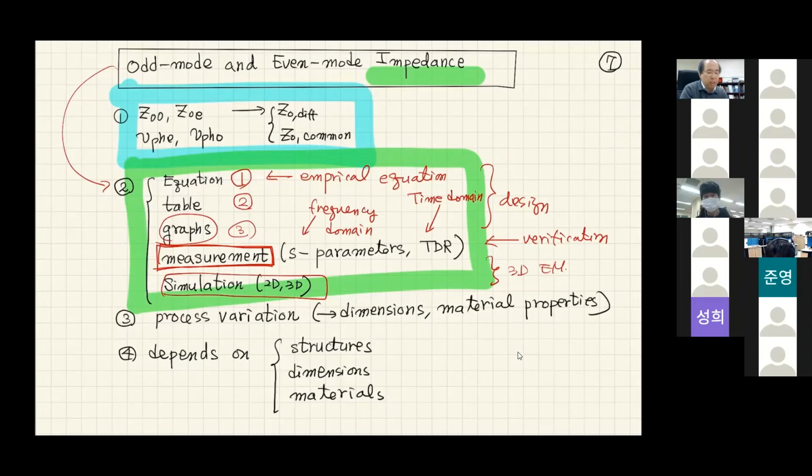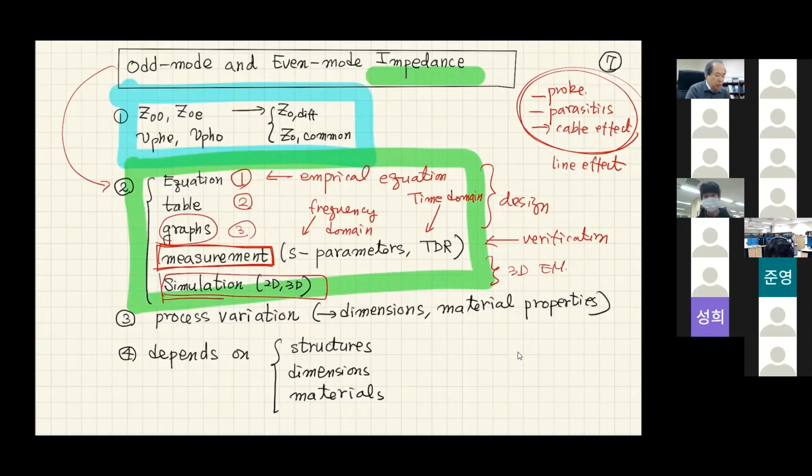But both of these measurements are very hard to do, because in order to measure, we have to use a probe. And the probe itself has parasitics or cable effects. So it is really difficult to extract only the line effect. So I would say this measurement also has certain limitations. In order to obtain the odd mode and even mode impedance and phase velocities, you need extreme expertise in frequency domain measurement as well as time domain measurement.